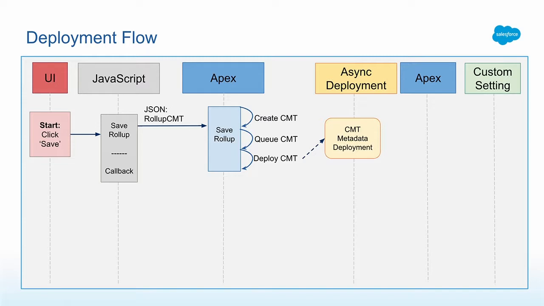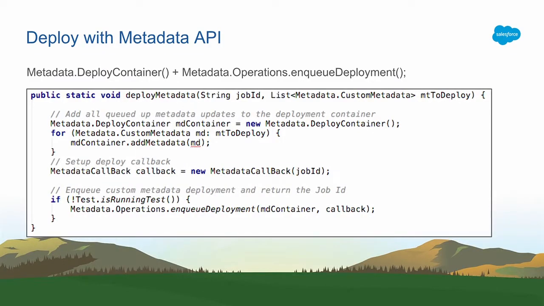It's where it gets really interesting, and we start accessing the Metadata API. So here we have converted those JSON strings into a list of custom metadata objects that our Metadata API can make use of. It actually looks pretty simple here. We can add them to the metadata deployment container to set everything up. We create a callback function so the deployment knows what to do once the deployment is completed asynchronously, and we enqueue it. This is pretty straightforward, and this is what's provided with the Metadata API.